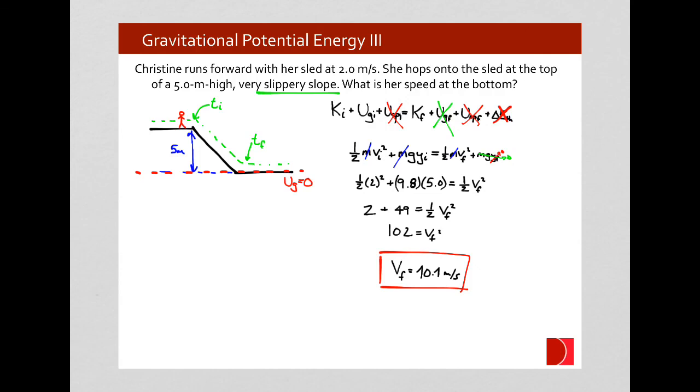So it doesn't matter what the slope of the hill is. We only care about how high she was and how much she's moving up or down in the vertical direction. She's moving at the beginning and she's moving at the end, so there's kinetic energy at the beginning and kinetic energy associated with that motion at the end. We conserve everything, we set everything equal, and we can find her total velocity at the end.